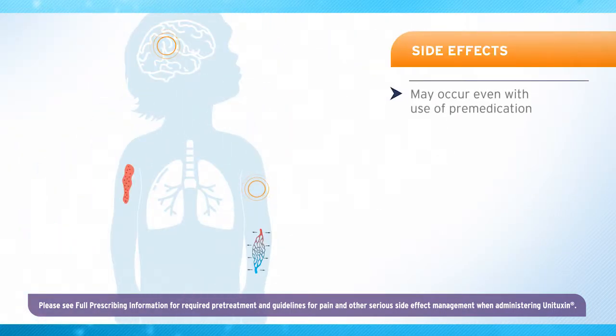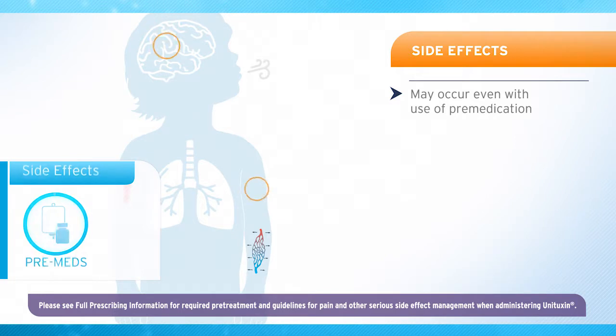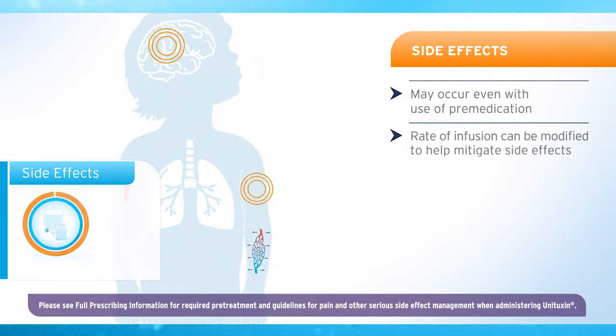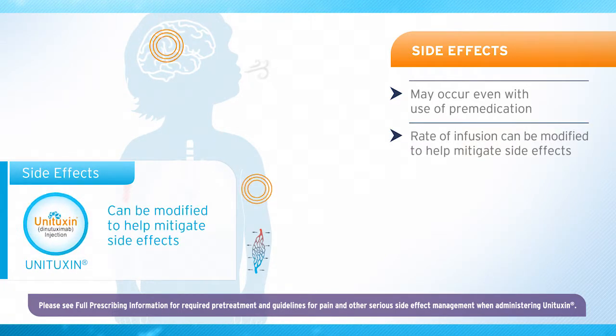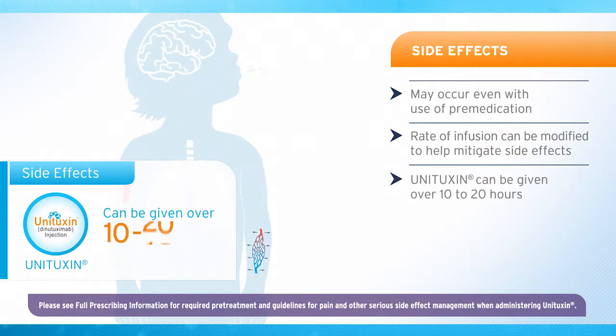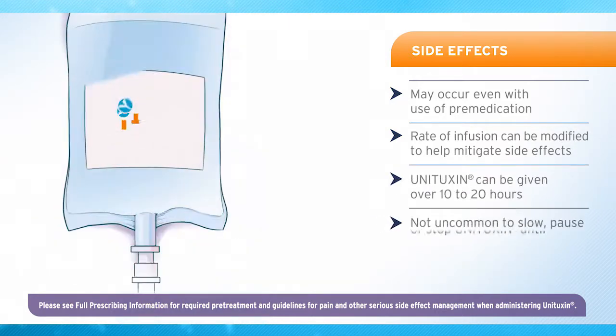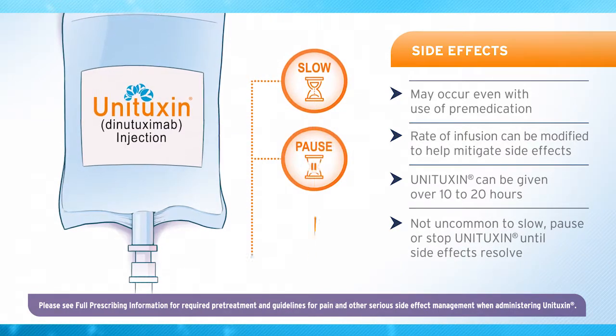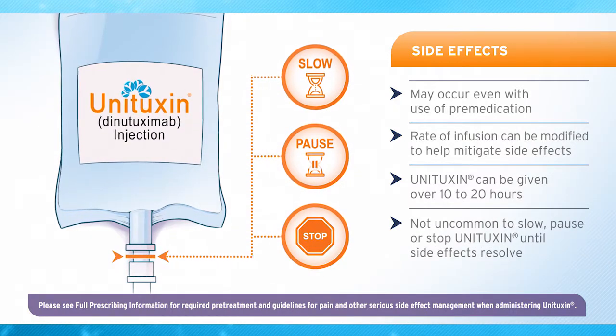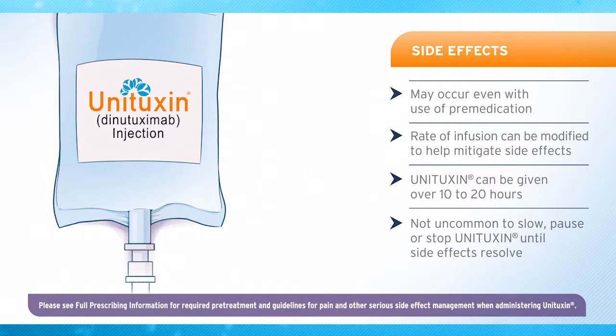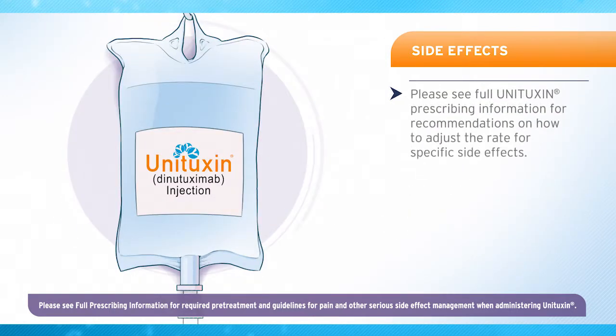Side effects may still occur even with the use of required pre-medication. The rate of the Unituxin infusion can be modified to help mitigate side effects. Unituxin can be given over 10 to 20 hours. It is not uncommon to need to slow, pause, or even stop the Unituxin infusion until side effects resolve. Please see full Unituxin prescribing information for recommendations on how to adjust the rate for specific side effects.